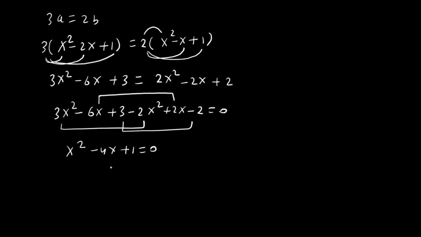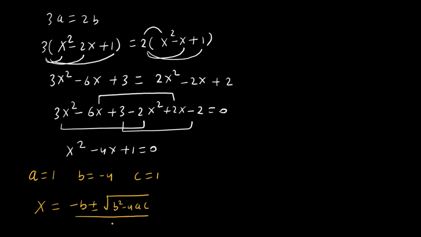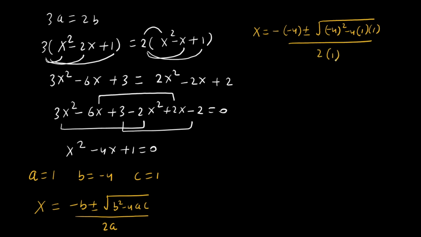This is a quadratic equation in terms of x. Here we will apply the quadratic formula. The value of a is 1, the value of b is minus 4, and the value of c is 1. The quadratic formula: x is equal to minus b plus minus square root of b square minus 4ac, divided by 2 times a. Then x is equal to minus b, replaced by minus 4, plus minus square root of minus 4 square minus 4, with a as 1 and c as 1, divided by 2 times a, and here the value of a is 1.